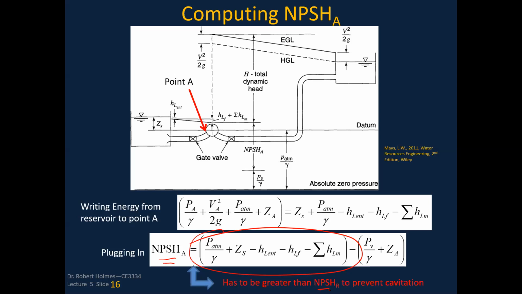And again, we're reminding you that you've got to make it greater than the net positive suction head required in order to prevent cavitation. This will become clear when I work an example problem in a second.